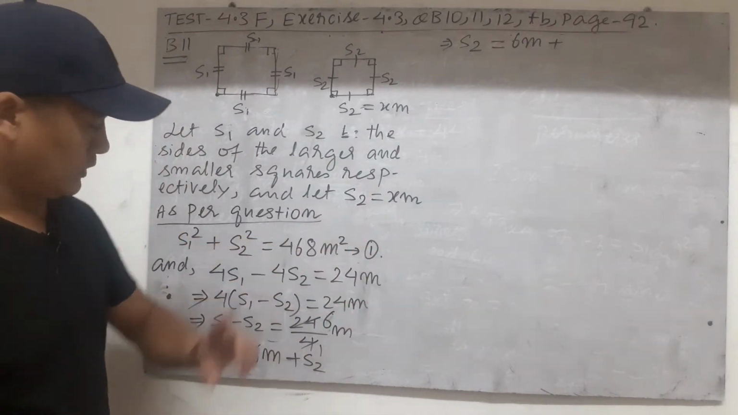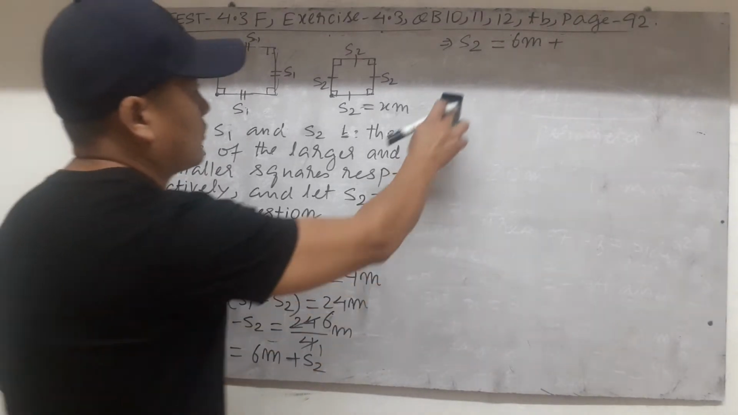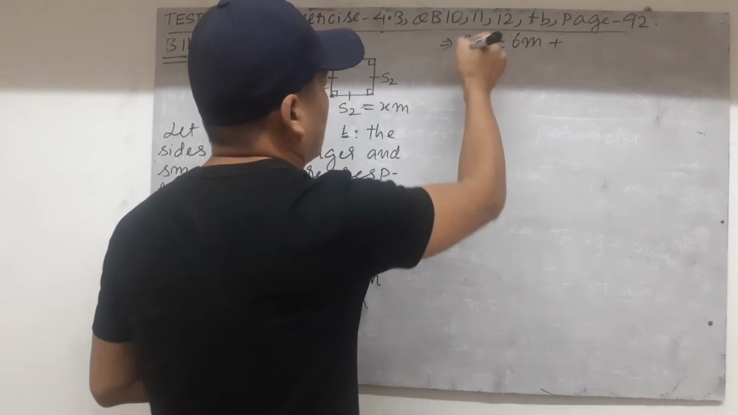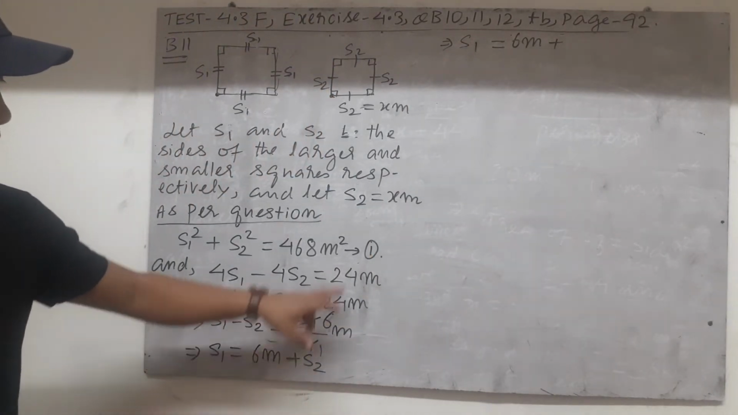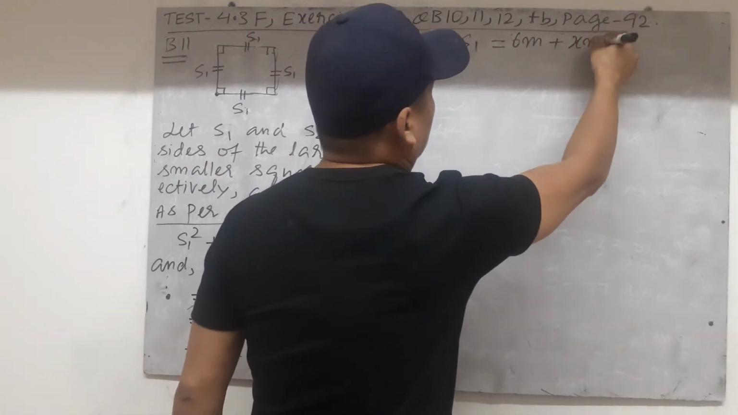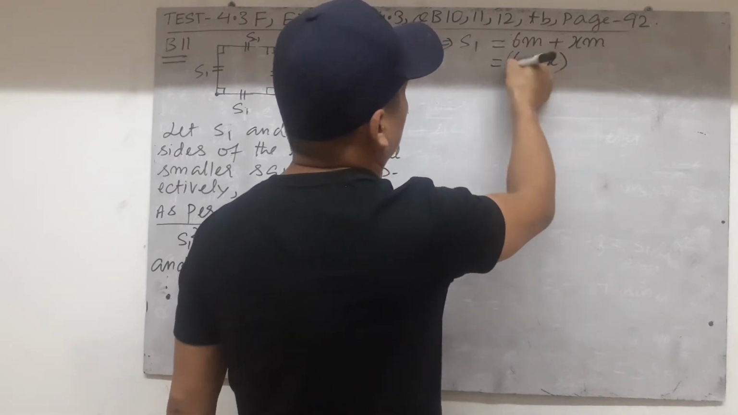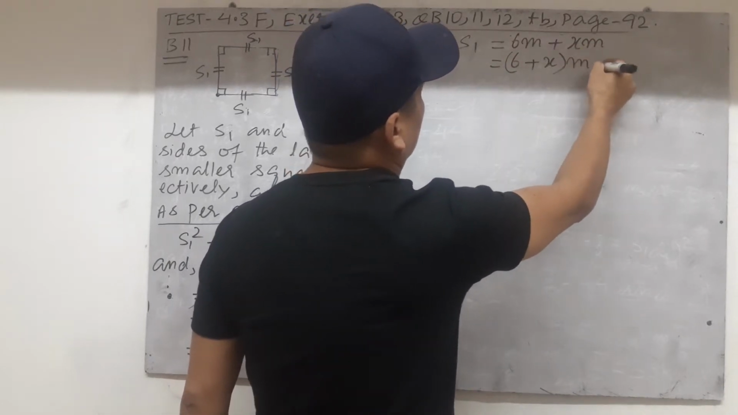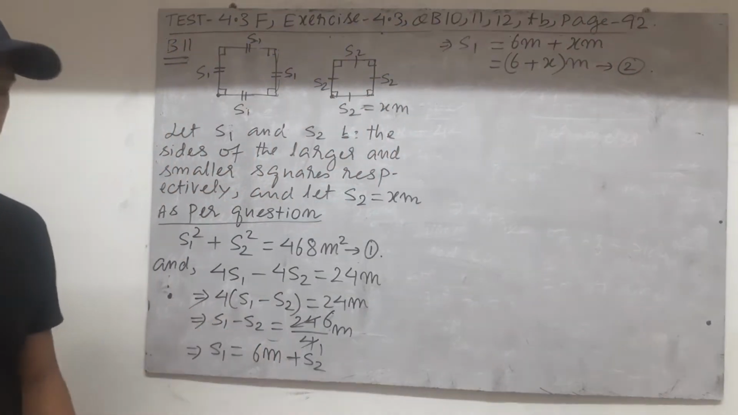And we know s2 is s1, sorry, side of the larger square, s1. Not s2 here, sorry, s1. Side of the smaller square, equal to 6 meter plus s2. And s2 we decided to put as x meter, so you write here x meter. So that will be equal to 6 plus x, and common factor meter can come out. Let us put this as question number 2. I hope you're following right.